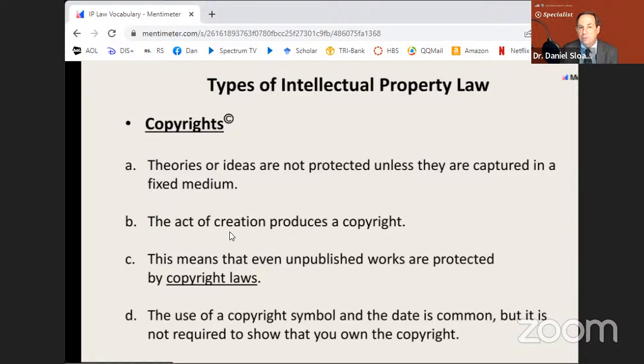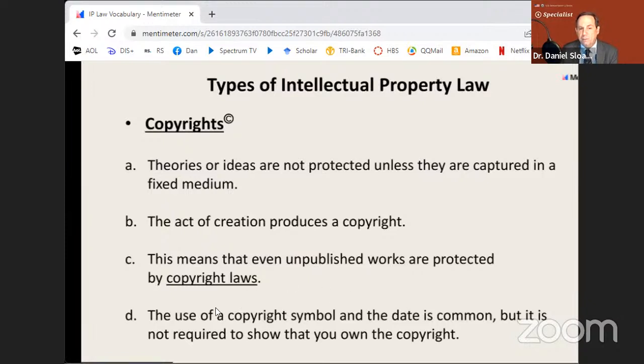The act of creation produces a copyright. So you can see this helps define that theory or that idea right here. Theories and ideas are not protected. Once there's an act to create, then a copyright is produced. This means that even unpublished works are protected by copyright laws. You may have already produced the work, but have not published the work.